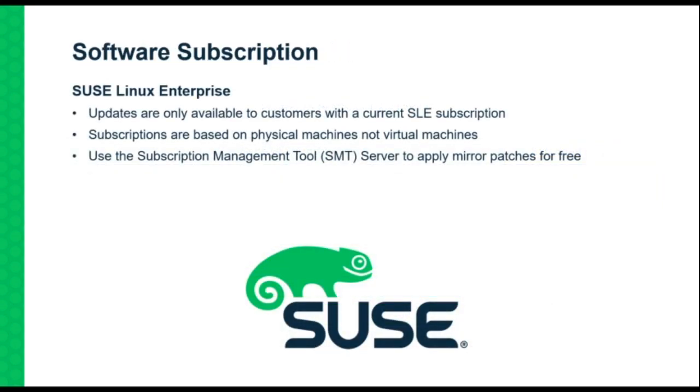If we look at our software subscriptions, we're going to read up on the SUSE Linux Enterprise subscription requirements. Updates are only available to customers with a current SUSE Linux Enterprise subscription. So should you not have a subscription, you are not able to update your SUSE Linux Enterprise edition. Subscriptions are based on physical machines, not necessarily virtual machines. Then we use the subscription management tool, known as the SMT server, to apply minor patches for free.